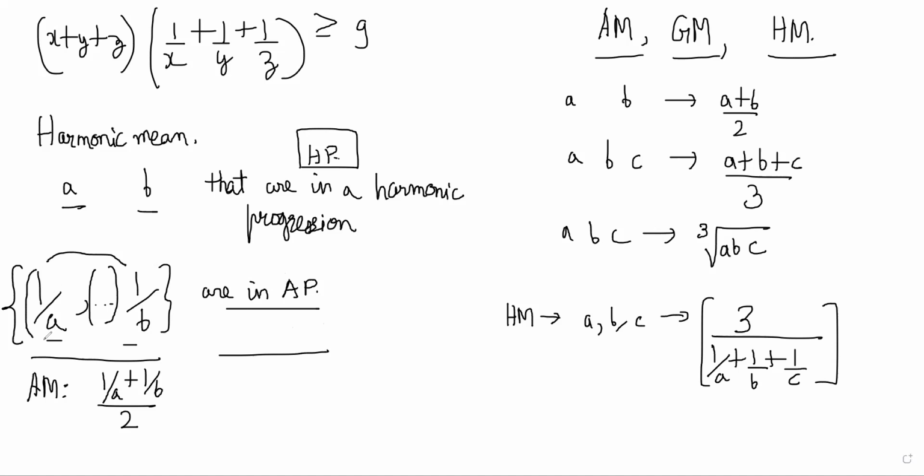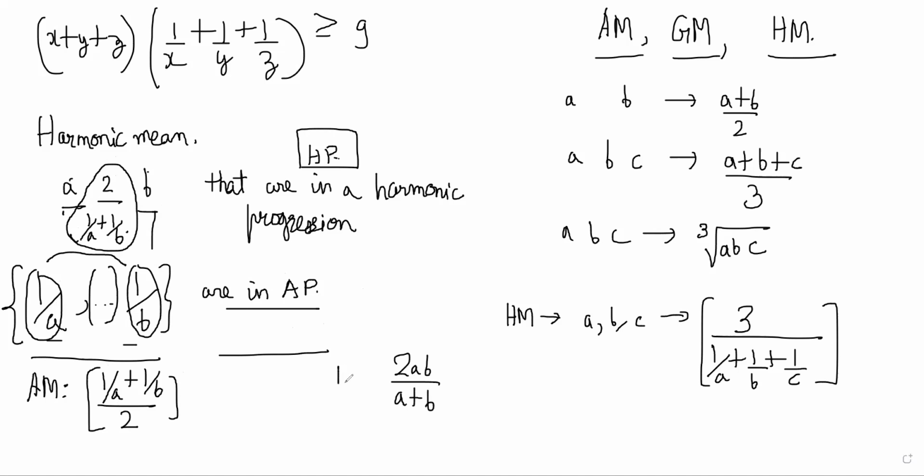So when you take the reciprocal of this, it will be A, the reciprocal of this will be B, and the reciprocal of this would be 2 by 1 by A plus 1 by B, right? That will be your harmonic mean between A and B. If you simplify this a little bit, you will get 2AB by A plus B. That is your HM of two numbers, right?